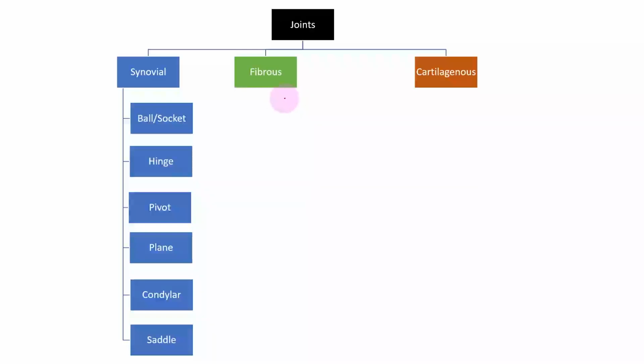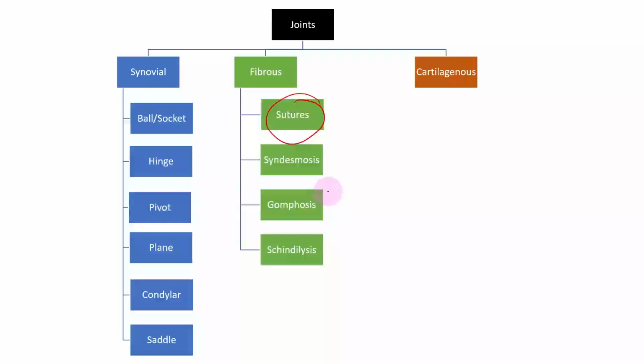Fibrous joints are joints where two bones are bound by fibrous tissue. Okay, this is very, very important. It's bound by fibrous tissue. There are different types of it. One is called sutures, but we also have syndesmosis, gomphosis, and schindylesis. Okay, all these fancy looking names are joints where two bones meet with fibrous tissue in between. So this is the fibrous tissue. Fibrous tissue will be there between the two bones.